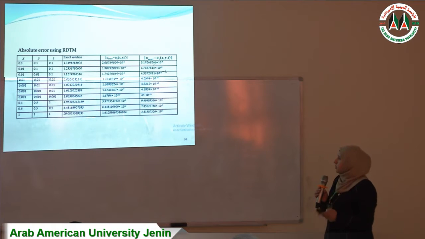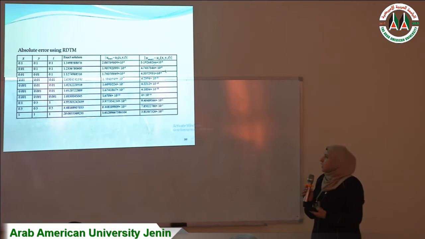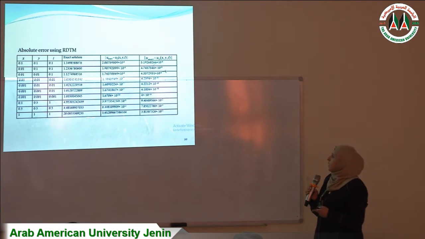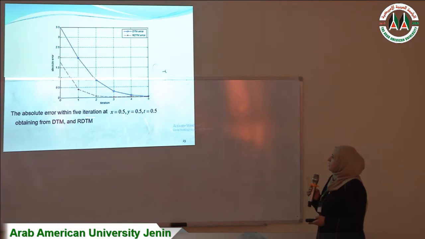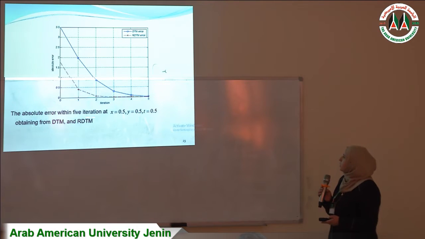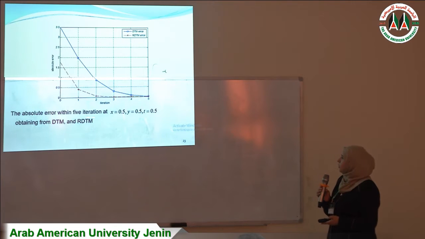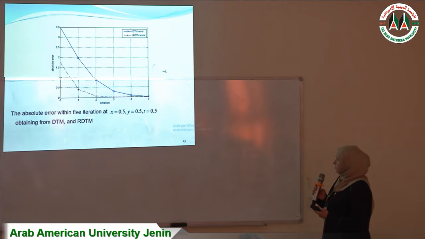Also, we find the absolute error using RDTM. Why do we calculate this error? Because the example we discussed was solved by another method, which is called DTM. We use the values obtained from DTM to compare RDTM and DTM. This is a figure comparing the error of DTM and RDTM at x, y, t equal 0.5. As we said, the error obtained from RDTM is better than the error obtained from DTM.